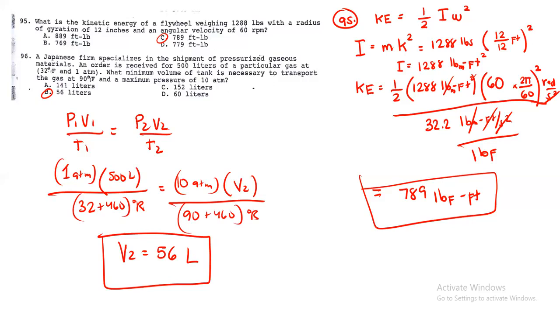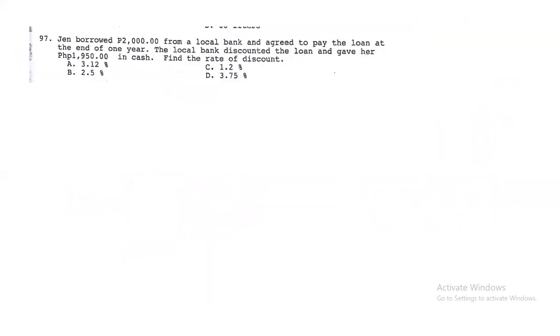Next, 97. Jen borrowed 2,000 from a local bank and agreed to pay the loan at the end of 1 year. The local bank discounted the loan and gave her 1,950 in cash. Find the rate of discount.